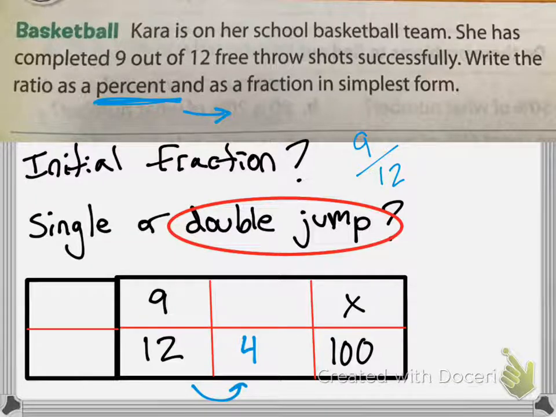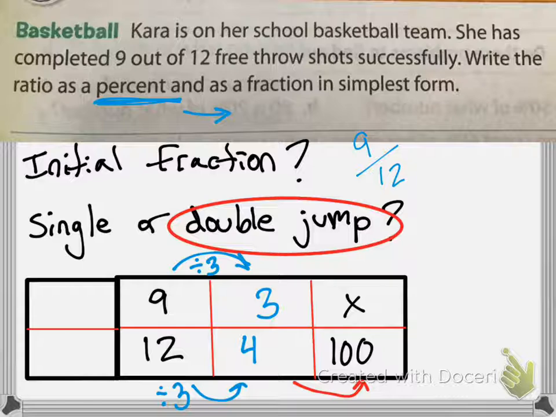You divide 12 by 3. Exactly. I divide 12 by 3, and just like you said, we do it to the top. On your fingers, what is 9 divided into 3 groups? Yes, it's 3. Perfect. And then I have to do one more jump.